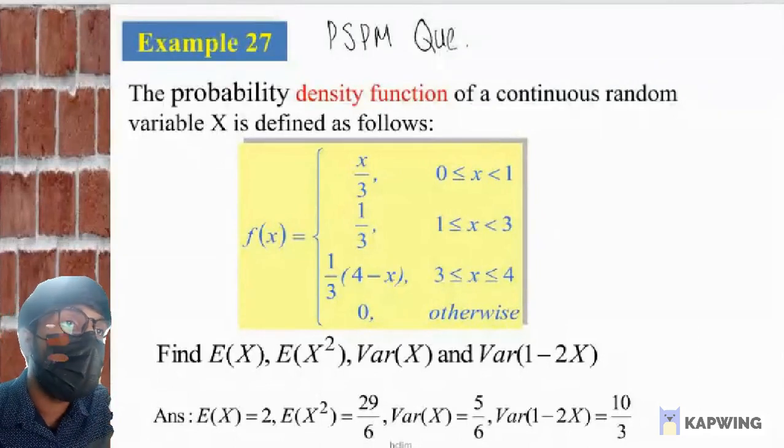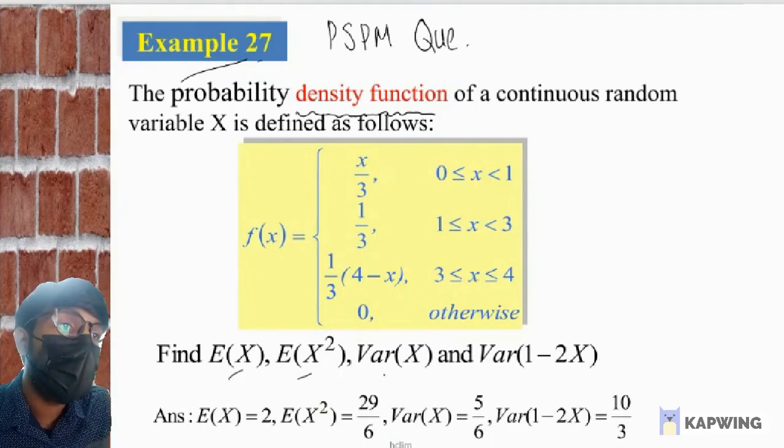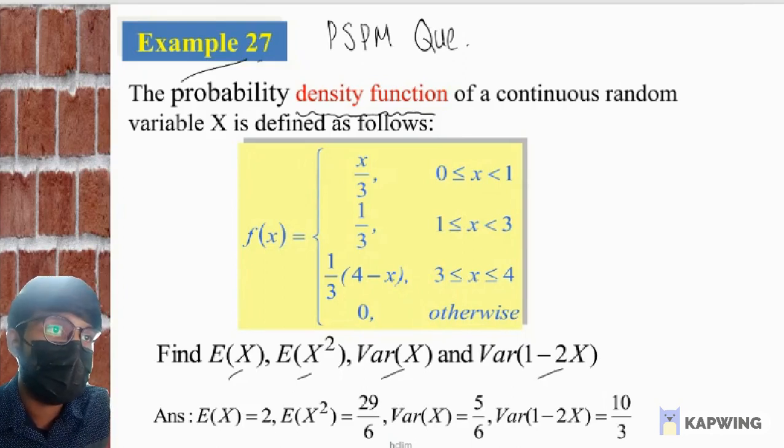The probability density function of a continuous random variable X is defined as follows. We can see the piecewise function here, which is the density function. The question wants us to find E(X), E(X²), Var(X) and Var(1 − 2X). E(X) means the mean. Let us proceed to the solution.